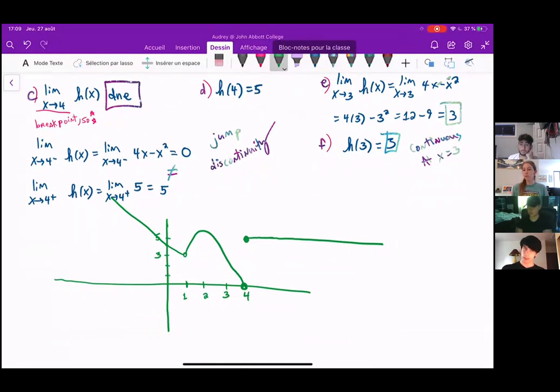So here I was able to use the limits to kind of place things, but also my knowledge of what functions look like, parabolas and straight lines, to get an actual graph of this thing. And you can see now, we can actually see that jump discontinuity that happens right there, and we can see that removable discontinuity that happens right there.